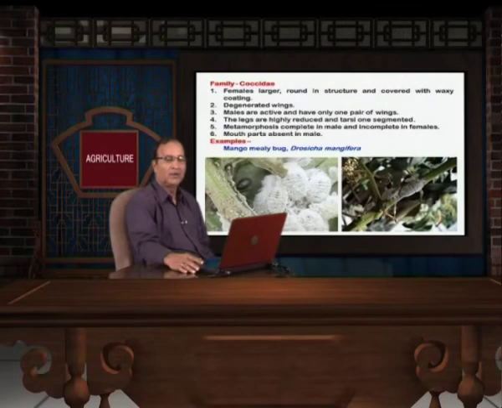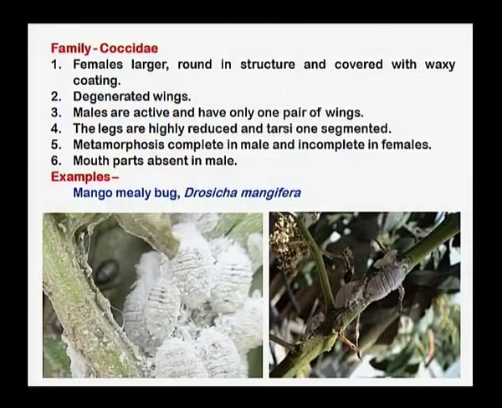Another important family under the order is Coccidae, where the females are larger, round in structure and covered with a waxy coating. Degenerated wings are present. Males are active and have only one pair of wings. The legs are highly reduced and the tarsus is one segmented. If we look into the different parts of the legs, they are very short in structure. All these 6 parts are present, but the size is very small.